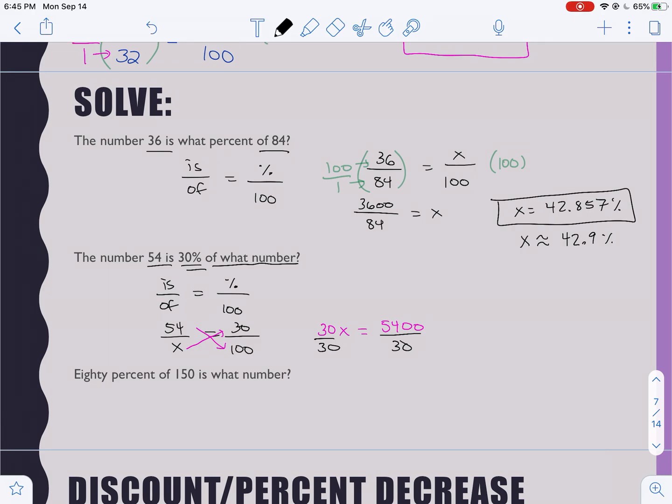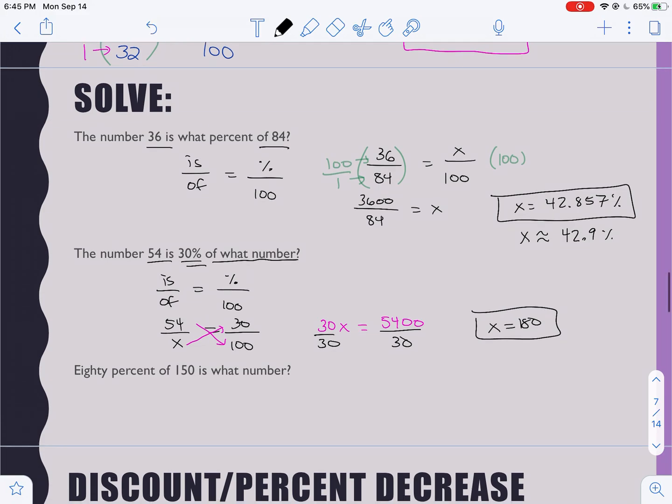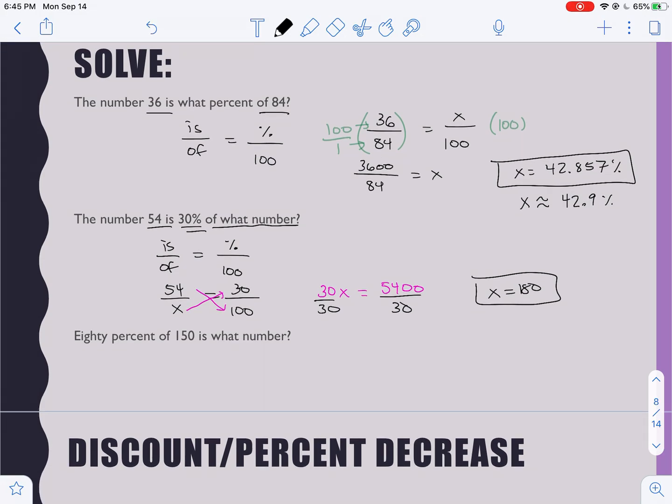And 5,400 divided by 30, using a calculator, we get x is 180. So 54 over 180 is 30%. All right, 80% of 150 is what number?